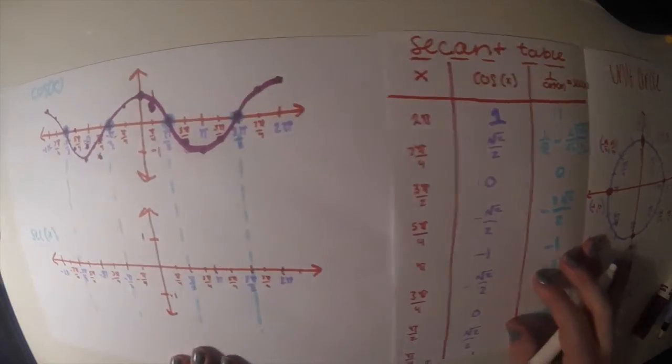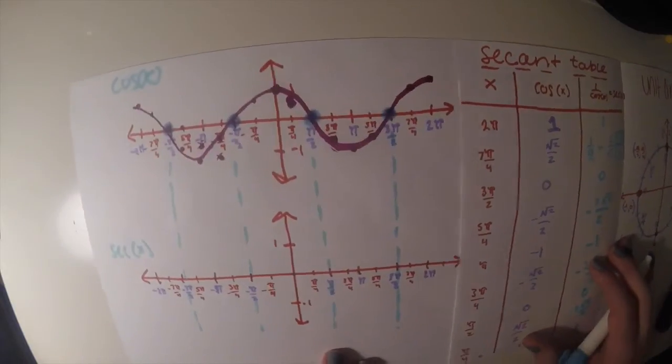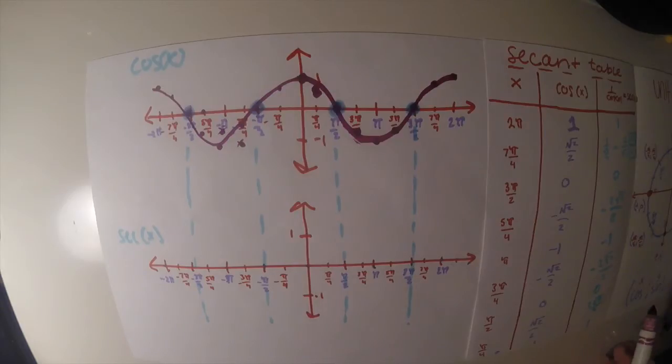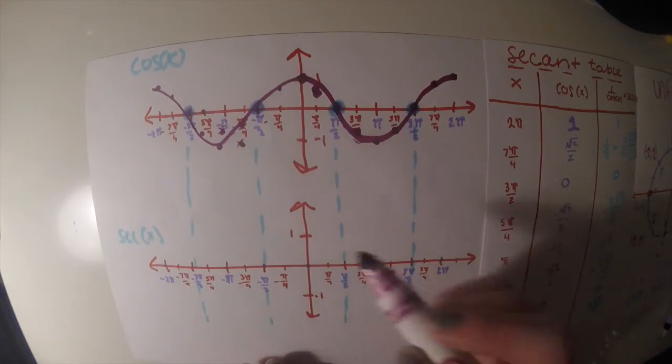So now we're going to plot these points on here. It's pretty simple. All we had to do was find cosine and then put it under 1. And there you go, that's a secant. So now we'll plot all these. We'll start with 0, and that is 1.